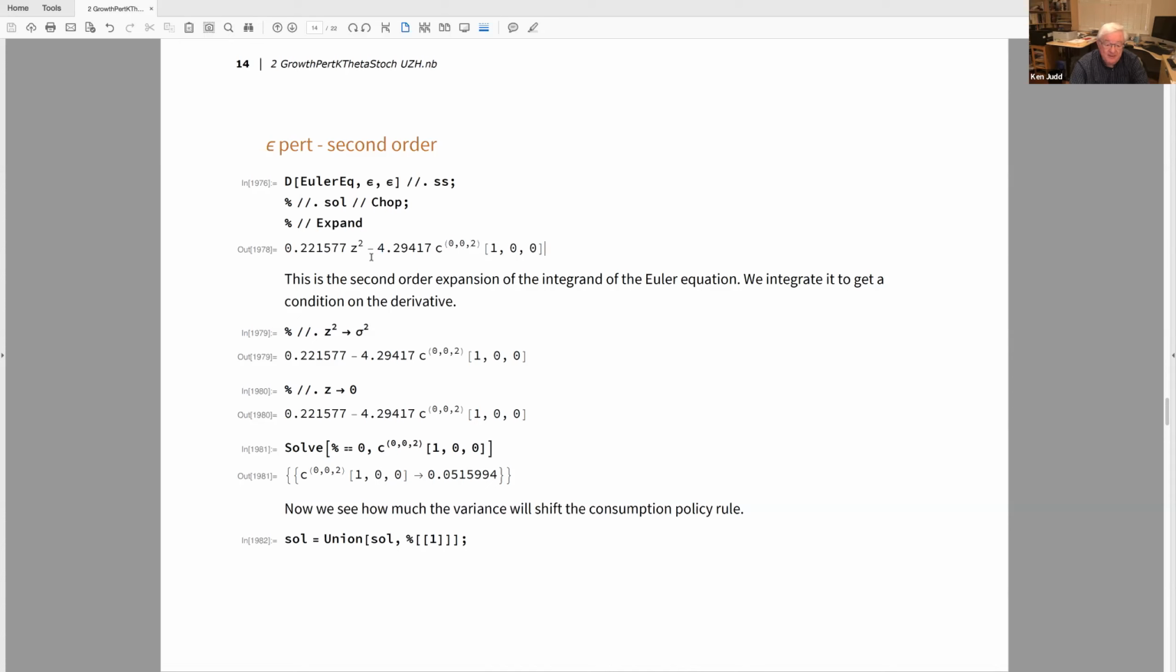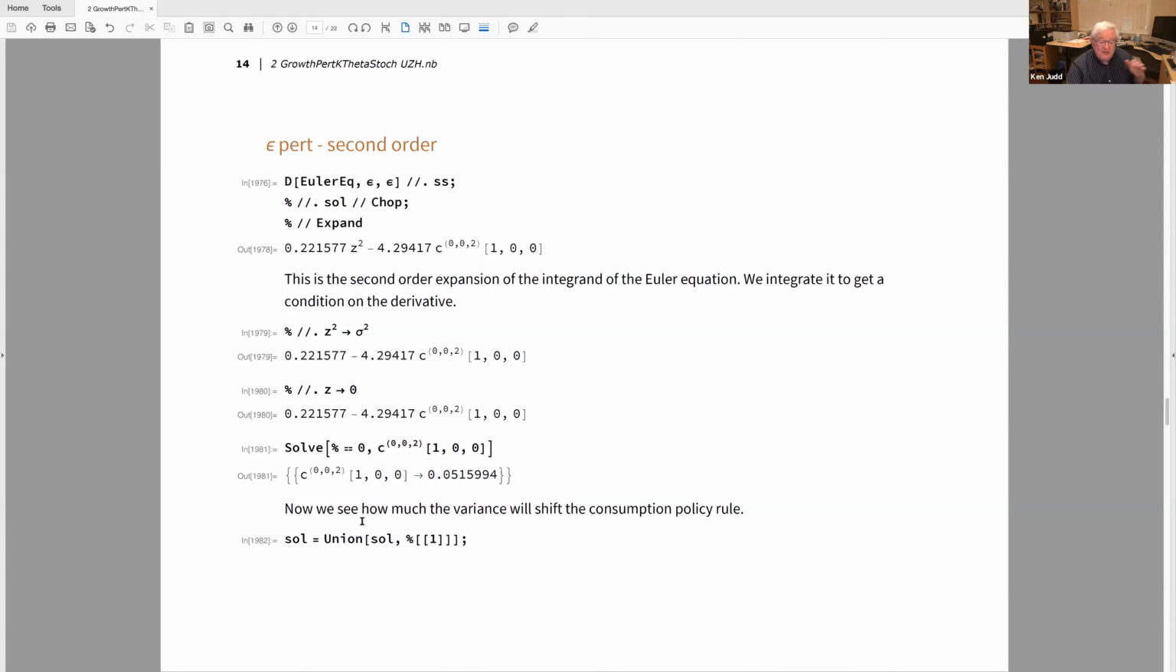Now we integrate this. Well, gee, the integral of z squared is going to be the variance, and the variance we've set equal to 1. And so now we have this equation. By the way, there isn't a z here, but if there was a z left over, we set it equal to 0, and then we have this for the second order term.